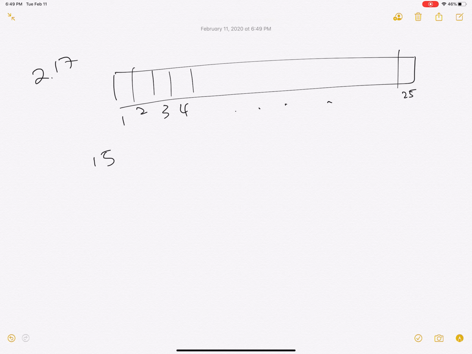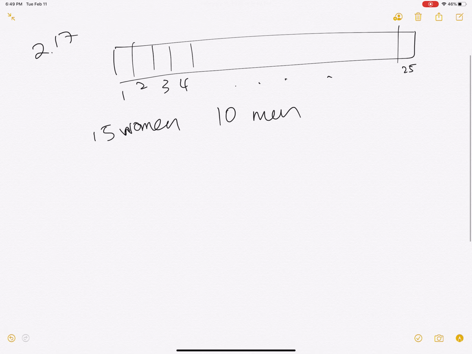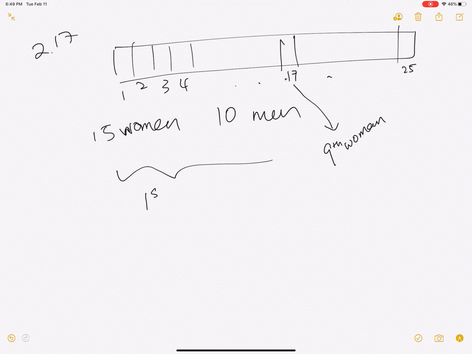Of these, 15 of them are women and 10 are men, just like we had before. What we want is spot number 17 to be the ninth woman that you see in ranking. So before that, in the first 16 spots, there should be 8 women. Since there's 16 spots, there'll be 16 minus 8, so there should be 8 men, and the 17th spot should be a woman.